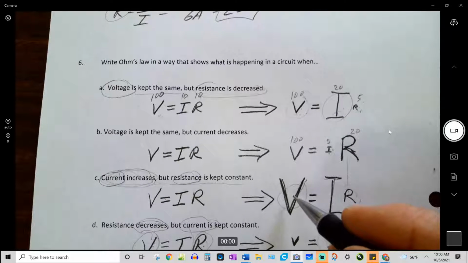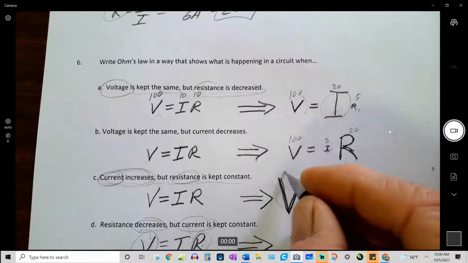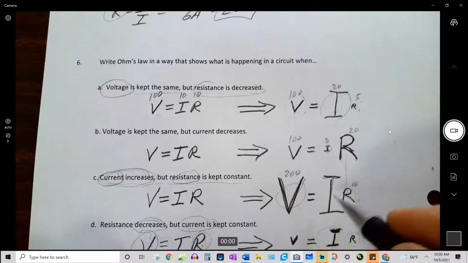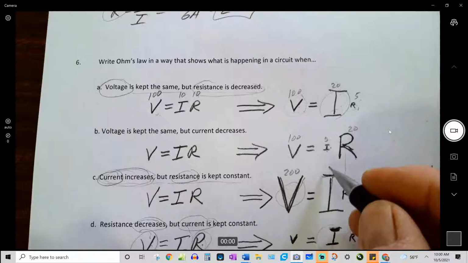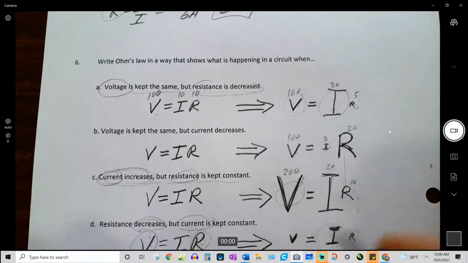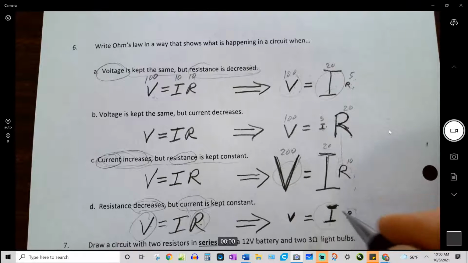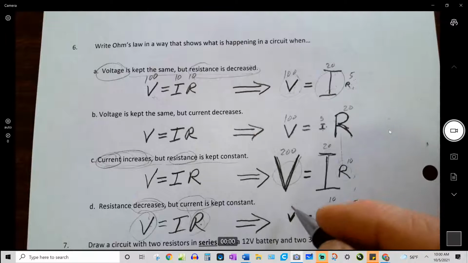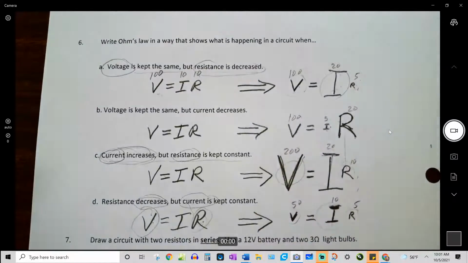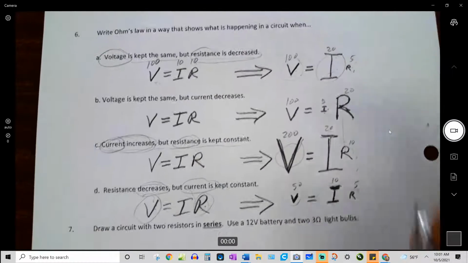Now it looks like here I haven't kept this one 100. Maybe I made this one 200 and I kept this at the original 10. So this has got to be 20. So I can do 10 times 20 is 200. And now here it looks like, what did I do? Resistance decreased, so I made this 5. And I kept the current the same, 10. 5 times 10 is just 50. So this had to go down. This is normally 100.